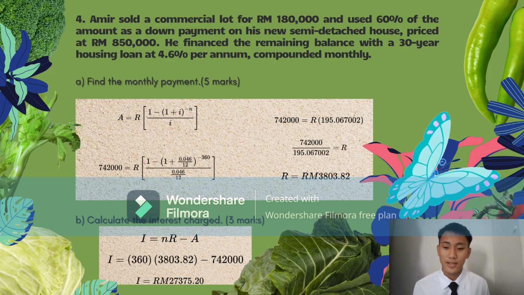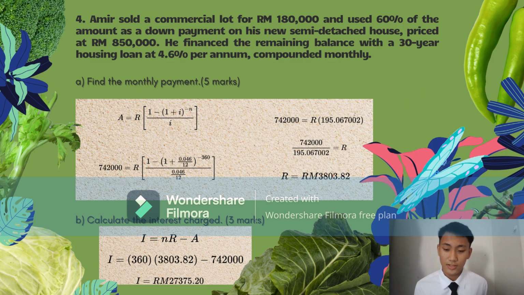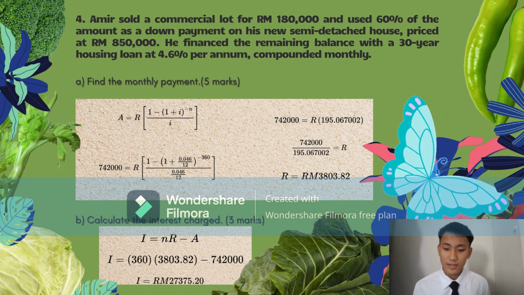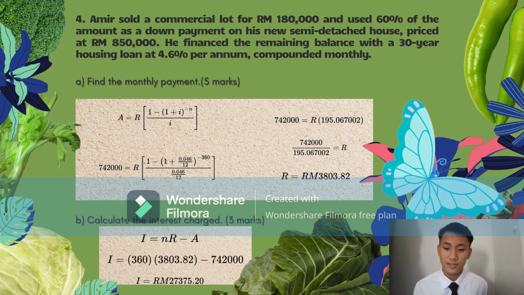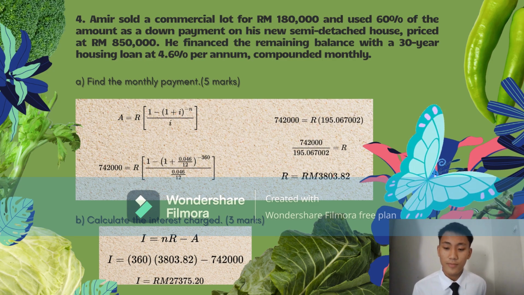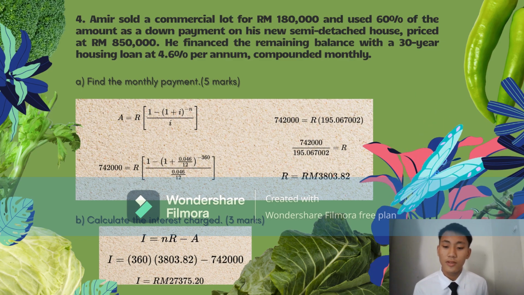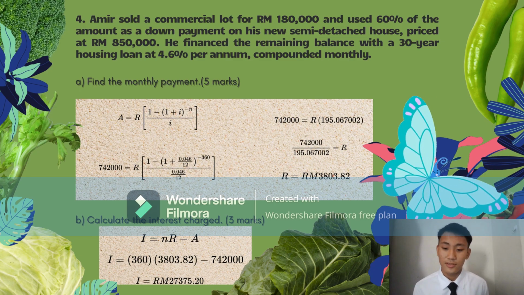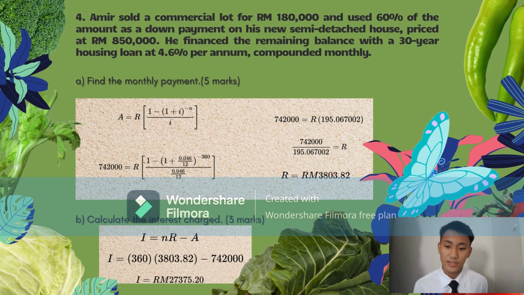B. Calculate the interest charge, which is I equal to N times R minus A. So we put all the numbers into the formula, which is 360 times 3,803.82 minus 742,000, which is equal to RM 627,375.20, which is the interest charge.